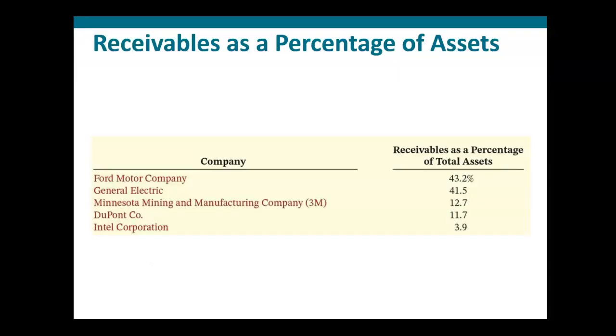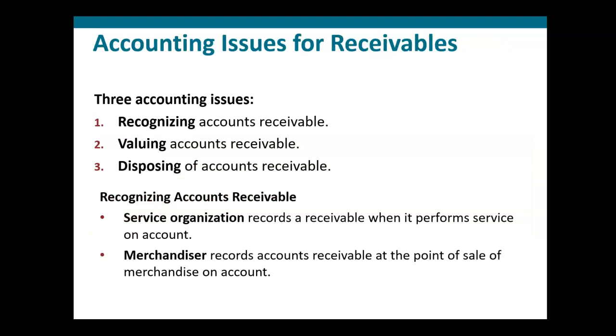All right, here's some interesting note receivables as a percentage of assets. You can see that Intel doesn't sell a lot of stuff on credit, apparently. Ford Motor Company does. Again, service organizations recognize receivable when we perform the service on account, and a merchandiser at the point of sale. Whenever we've consummated the sale, that's when the receivable occurs.